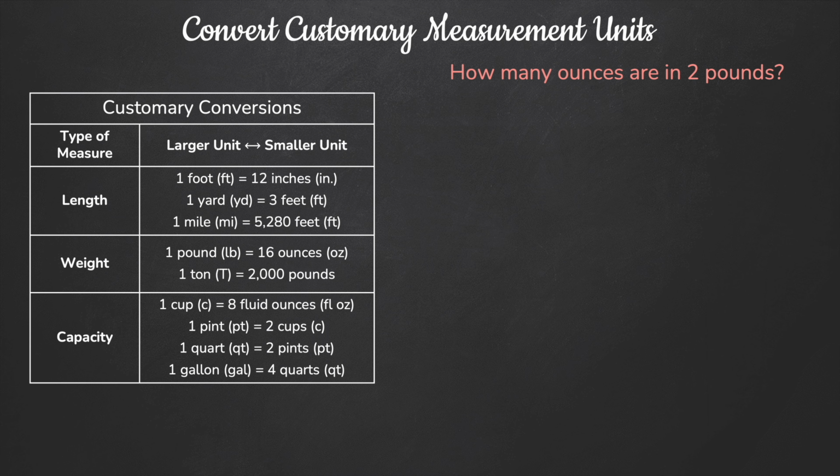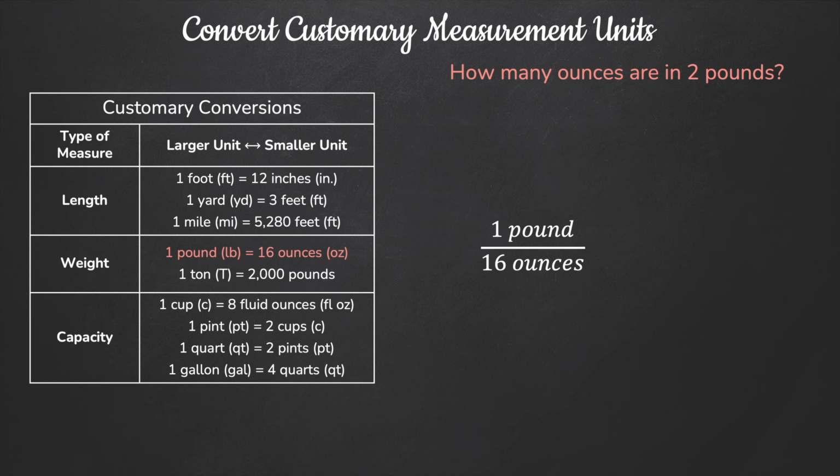Our next question says, how many ounces are in 2 pounds? Again, we're going to look at our table for ounces and pounds, and we know by now that 1 pound is equal to 16 ounces. So we're going to take the information from the table and write that as a ratio. So once we've done that, now we're going to set up the information that we have from our question.